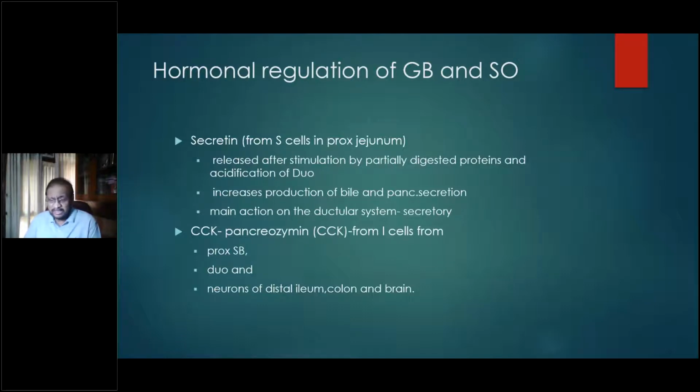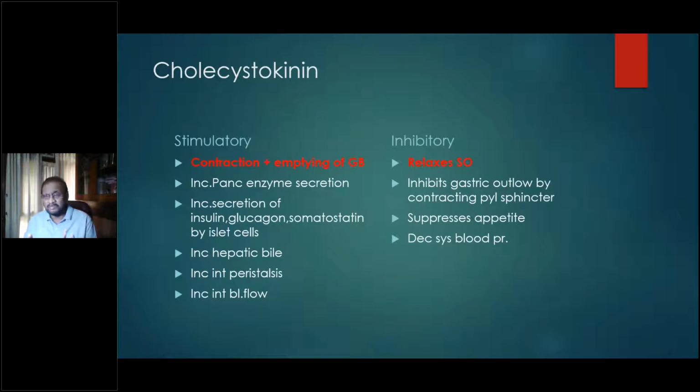But cholecystokinin is now getting secreted from the I cells of the proximal small bowel, the duodenum, and the neurons of the distal ileum, colon, and brain. So this has got a wider spectrum from where it is being produced. Now, what do they do? It's got basically a stimulatory and inhibitory action. Now, what are we concerned with?